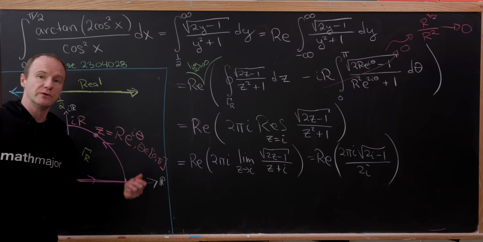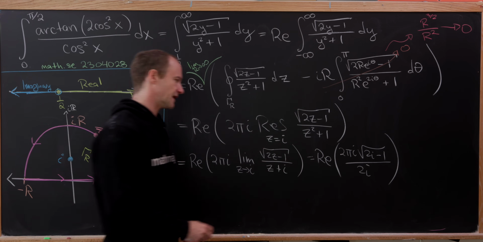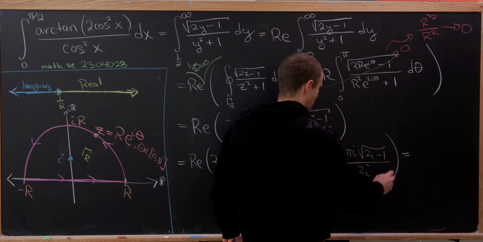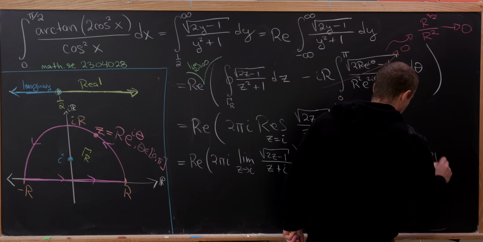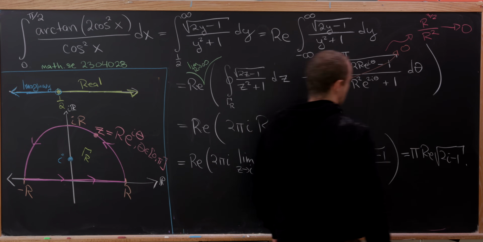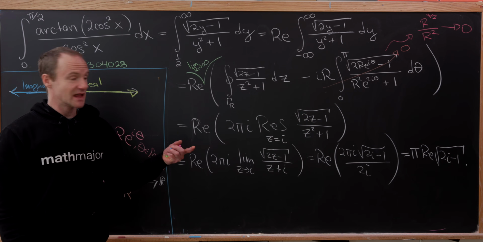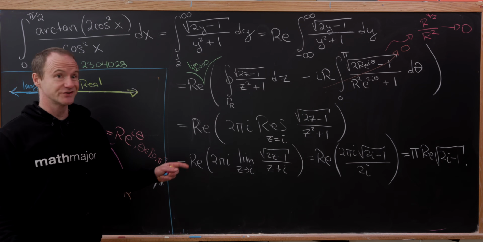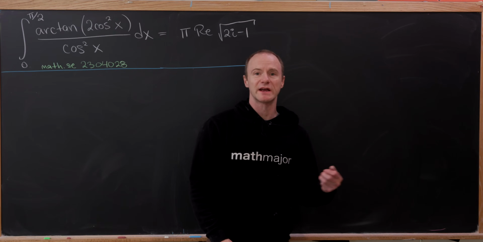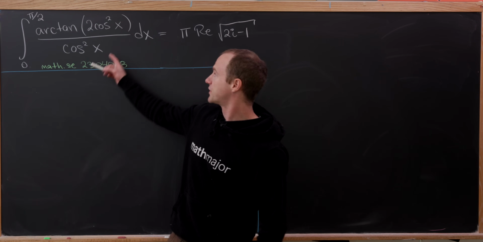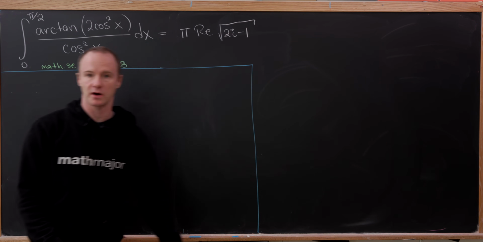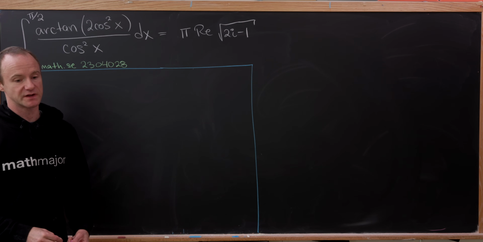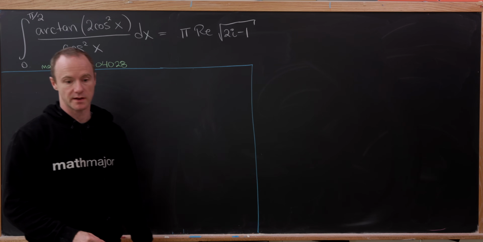But notice a 2 and an i cancel from the numerator and the denominator, and the pi can be brought out because it's a real number, and we get pi times the real part of the square root of 2i minus 1. So now all that's left is to rewrite that in terms of a more well-known number. Okay, so via quite a bit of work, we've determined that our goal integral is equal to pi times the real part of the square root of 2i minus 1.